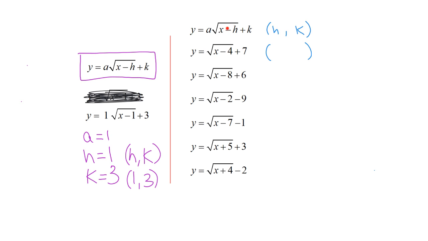Well, for the first one, our h is here, x minus h, so x minus 4 means h is 4, and plus k is plus 7, so k is 7. So our hk, our starting point for this equation is 4, 7. How about the next one? Hopefully you said 8, 6. Again, our h is right here, it's 8, and our k is 6. How about the next one?